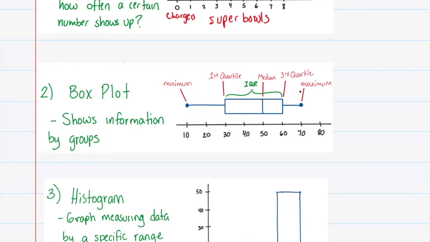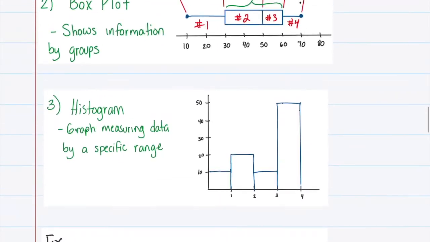Piece number one is right here, all this area. Piece number two is this little box. Piece number three is this little box. And piece number four is this little area. Think about everything is split evenly into four different areas. All right. So just think about it that way. We'll go over the vocabulary later on. Histogram, you already know this. We measure everything in groups. We covered that in a previous lesson.